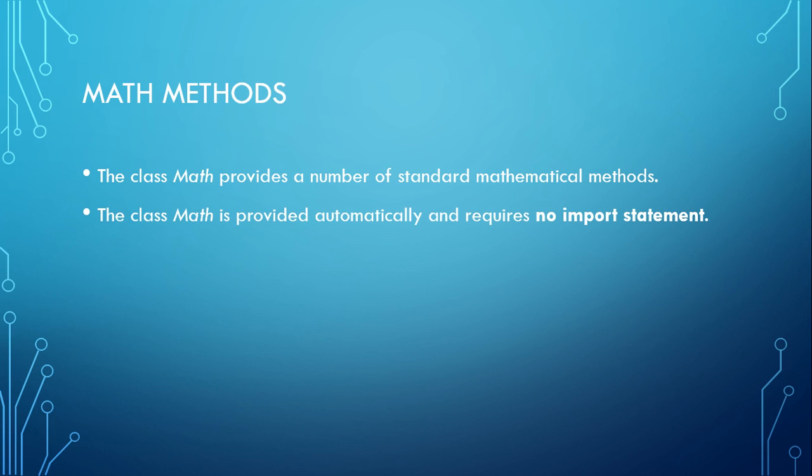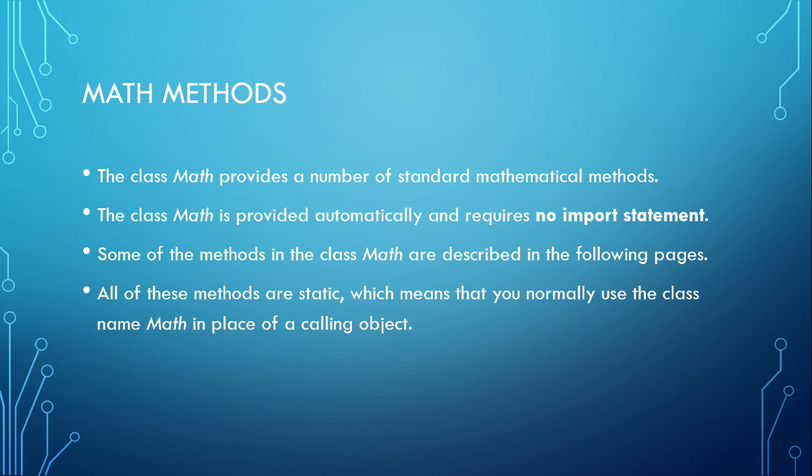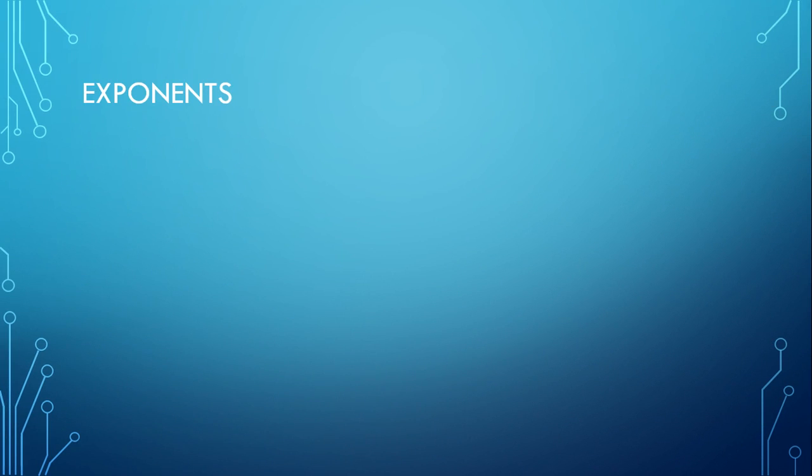Compare that to something like the Scanner class where we had to do import java.util.Scanner. Math is automatically included, so you don't have to do any import statement. It's just there. You can just use it. Now, some of the methods in the class Math are described in the following pages. All of these methods are static methods, which means that you normally use the class name Math in place of the calling object. So let's look at the first one here, which is how to do exponents.